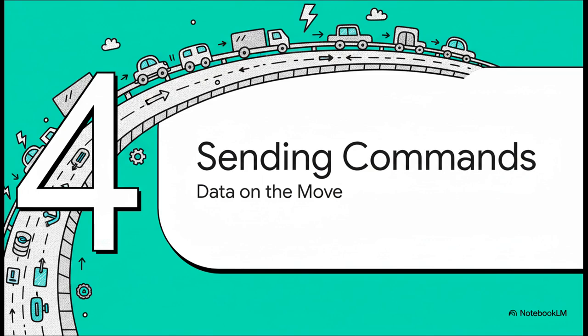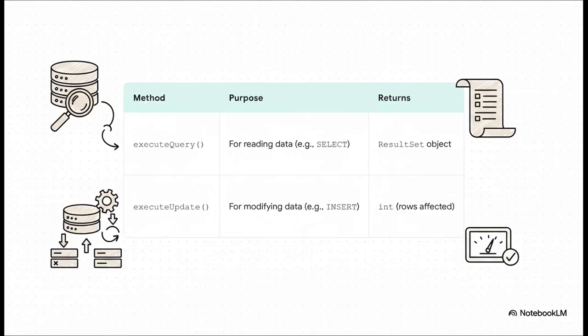So the bridge is officially open for business, but what kind of traffic can we send across? Well, it really boils down to two main types of commands, two kinds of trips our truck can make. The two big ones you need to know are executeQuery and executeUpdate. You use executeQuery whenever you're reading data, so for all your select statements. You're asking for information. And what it gives you back is something called a ResultSet, which is basically a handy Java object that holds your data in a nice, neat table.